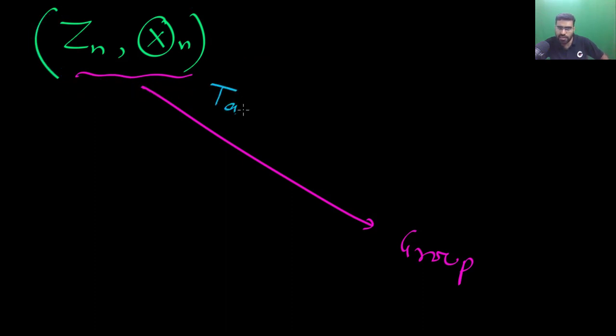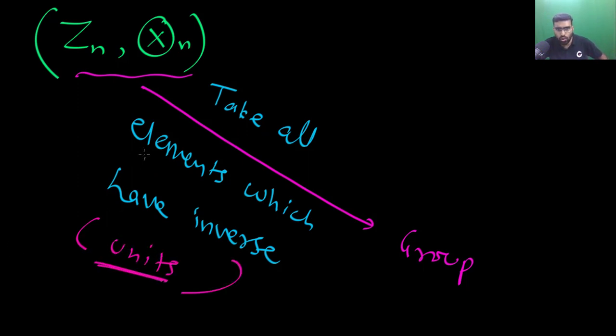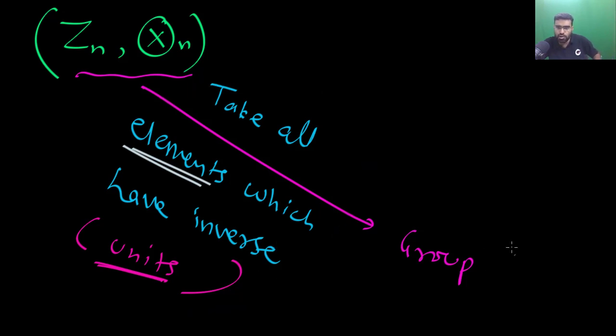So you take all elements which have an inverse. From here you take all the elements which have an inverse. Remember, these elements which have an inverse are called units. Now if you take all the elements which have an inverse, then you will get a group, and this group we call Un.